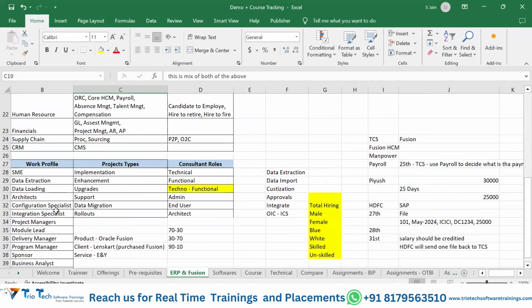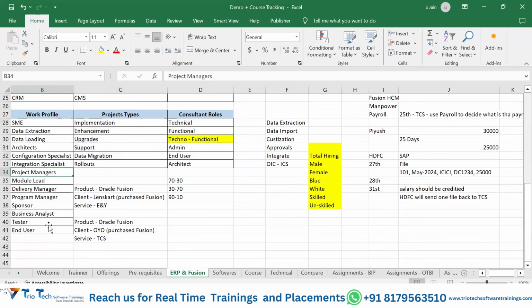Now, we discussed consulting roles. These are the roles. We discussed products and different sorts of projects. Once you become a consultant, what are you in the project? It is not that you are just a code developer or just a technical consultant or something. There are different work profiles that you work in based on your experience.